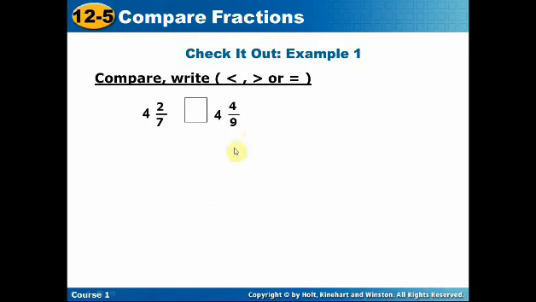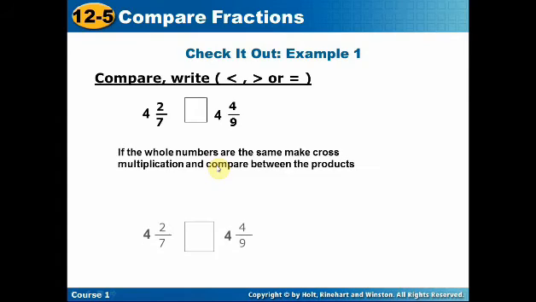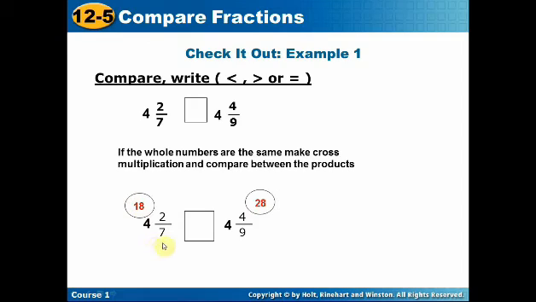Now, if you have two mixed numbers. Firstly, if the whole numbers are the same, make cross multiplication for the fraction. 9 multiplied by 2 and 7 multiplied by 4. By this way, 9 multiplied by 2 equals 18 and 7 multiplied by 4 equals 28. For that, 4 and 4 over 9 is greater than 4 and 2 over 7.